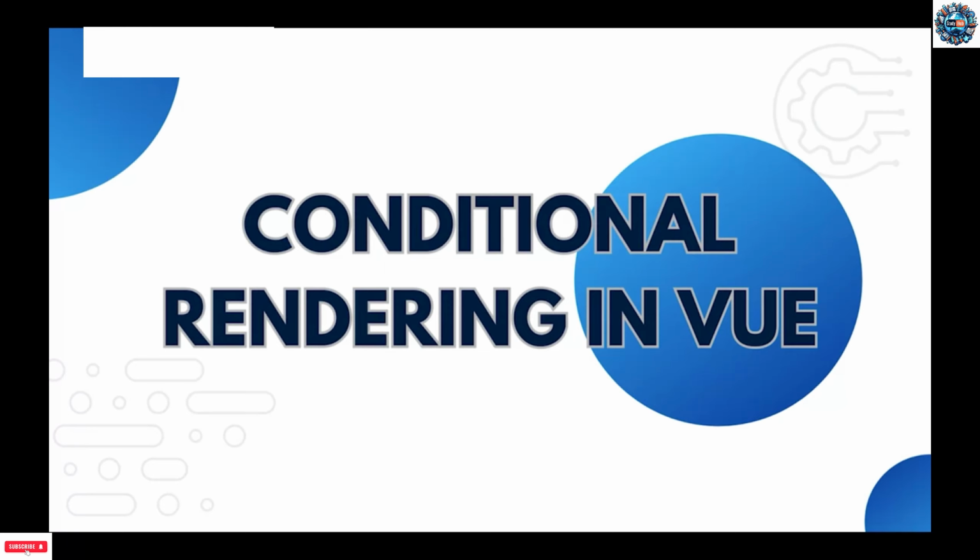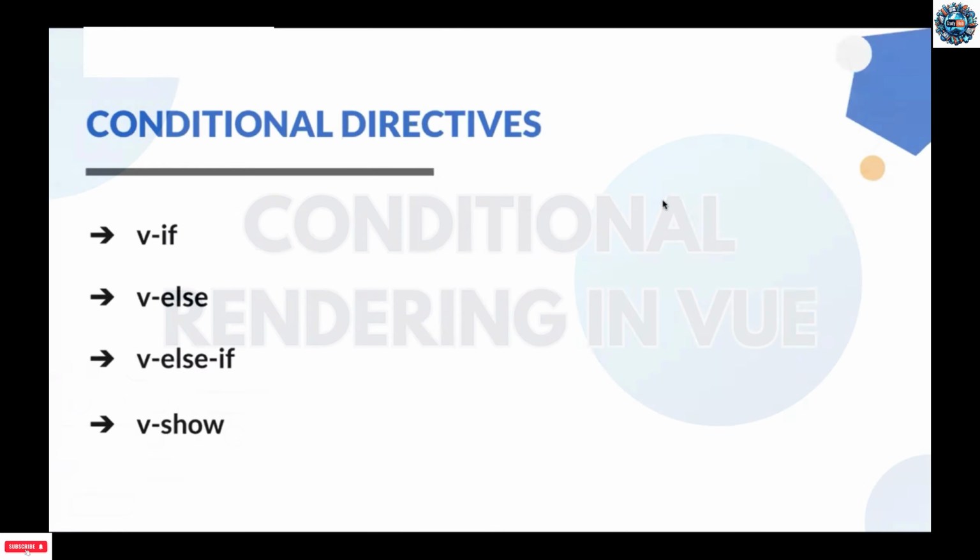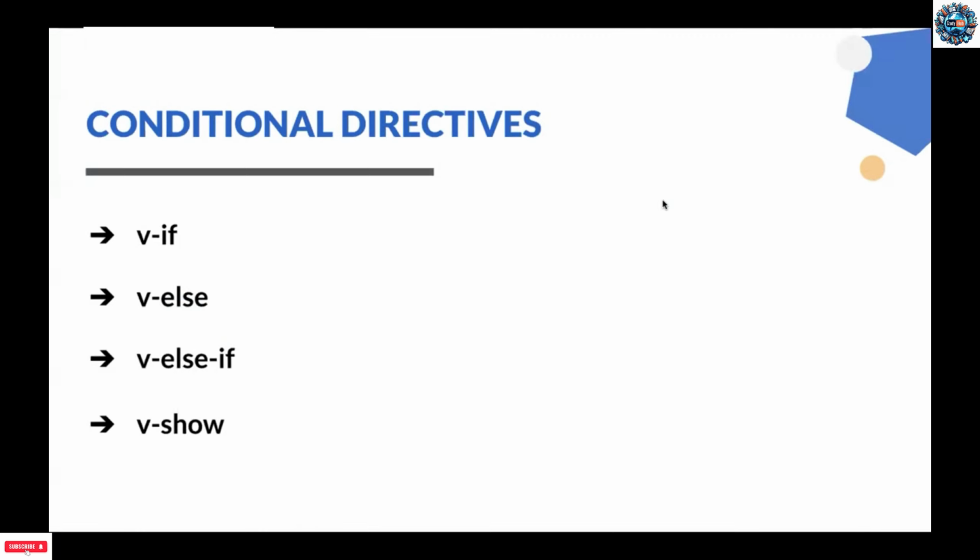Now in this video, we'll be looking into how we can conditionally render data in Vue.js. There are four directives which are used for conditionally rendering data in our Vue app. These are v-if, v-else, v-else-if, and v-show. v-if, v-else, and v-else-if are just like the if, else, and else if conditions present in any programming language, whereas v-show has some other usage. Let's move to our code editor so that we can see how these work.